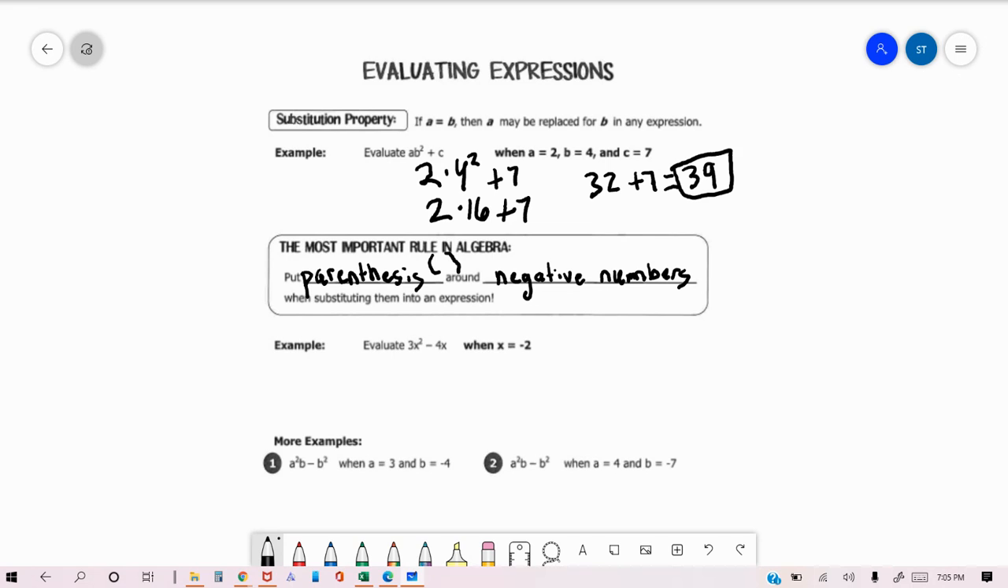Okay? So why are we saying that? Here's why we're saying that. Let's look at this next expression.